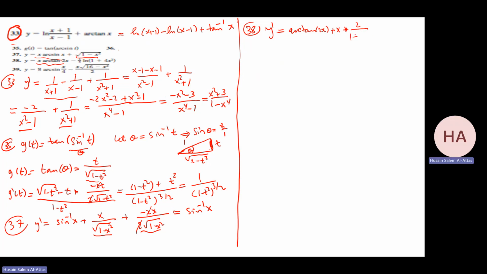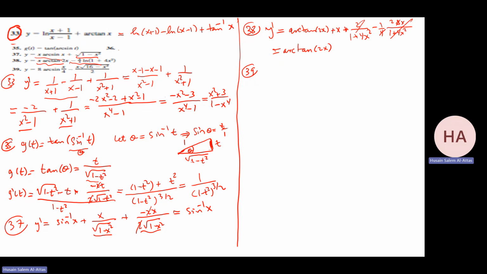This is 1 plus 4x squared. Derivative of this, which is minus 1 over 4. I have 1 plus 4x squared here, and I have 8x. So this will be 2. This is cancelled. So I have minus 2x, and I have 2x here. So this is cancelled with this. So I have arctan 2x. 39. Yeah, 39 is a little bit of calculation.